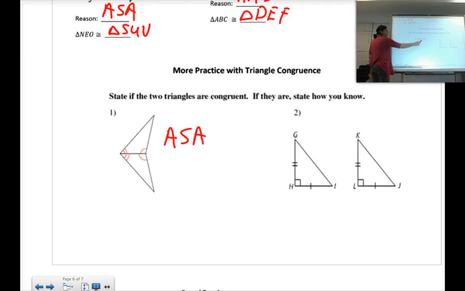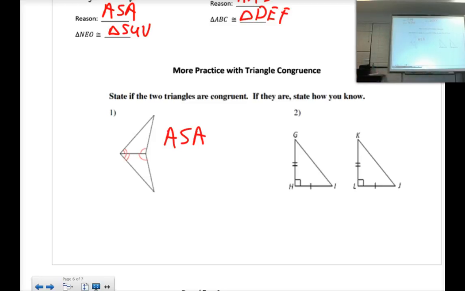Okay, because where's the side that's congruent? All I see is the angle, angle, angle, angle. Where's the other one? The one in the middle, right? Next to the side. Okay, and then, oh, this one's tricky.